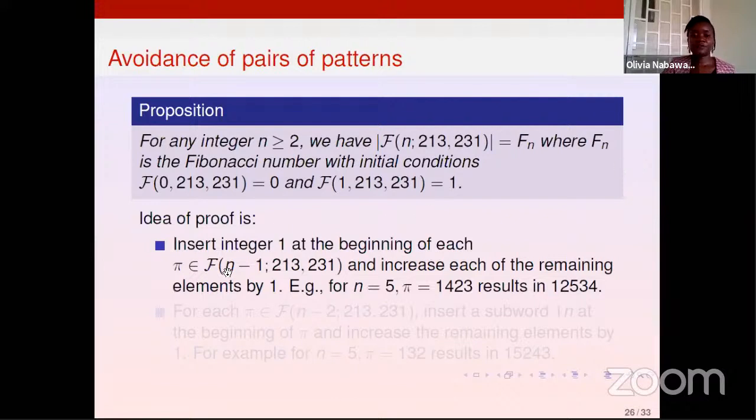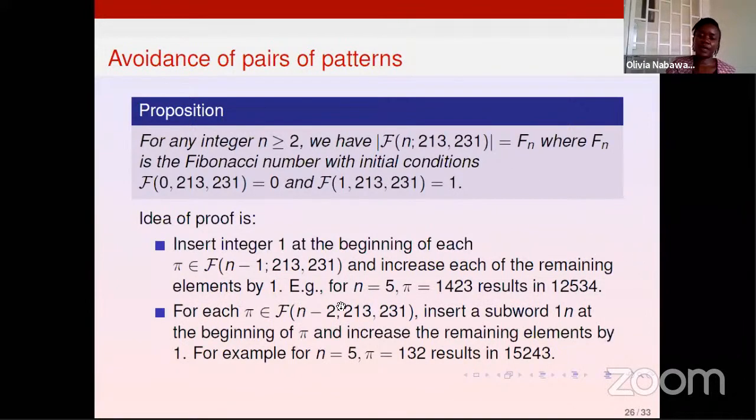For the case of length n minus 1, we can obtain length n by inserting the integer 1 at the beginning of a flattened partition of this length, and then we increase the remaining elements by 1. For example, we want to get a flattened partition avoiding these patterns of length 5 from this one of length 4. So we insert 1 at the beginning of pi, and then we increase the remaining elements by 1 to get this, which is still 213 and 231 avoiding.